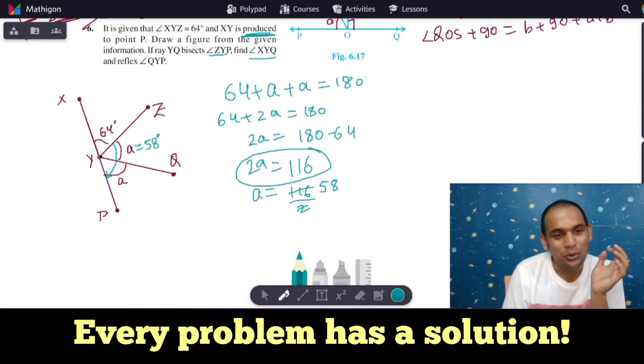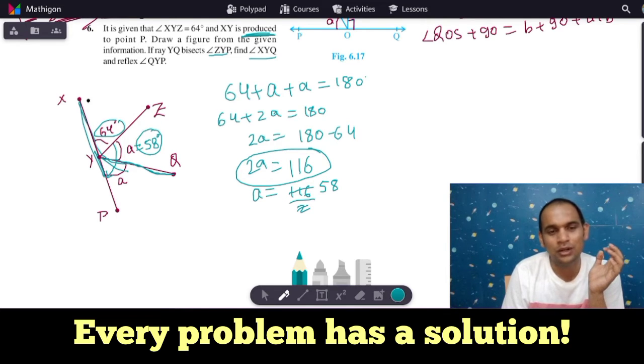So XYQ. XYQ is this angle we have to find. So this is 64 plus 58. Whatever value you get, that will be the answer. So 64 plus 58, if you add it, 8 plus 4 is 12, carry over 1, 6 plus 5 is 11, plus 1, 12. So this particular angle is 112 degrees.